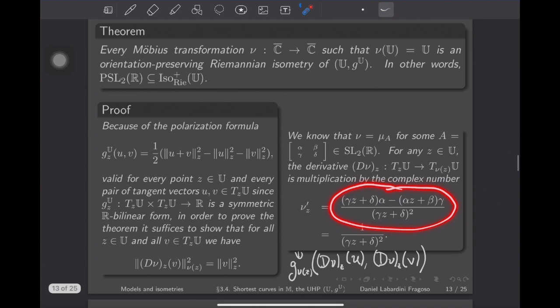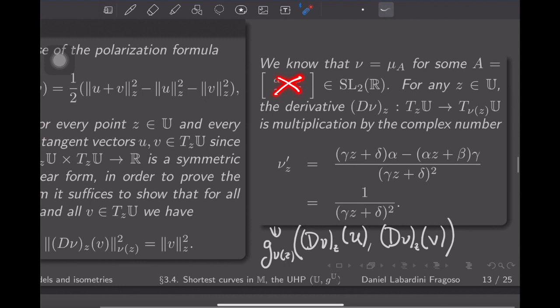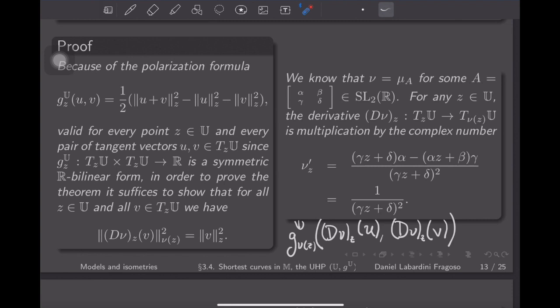But here we use the following. So first of all, alpha Z gamma goes away, and I'm left with delta alpha minus beta gamma, which is just the determinant of this matrix, which is 1, because I'm in SL2R. So the derivative actually has a very nice form, right? It's multiplying by just this quantity.